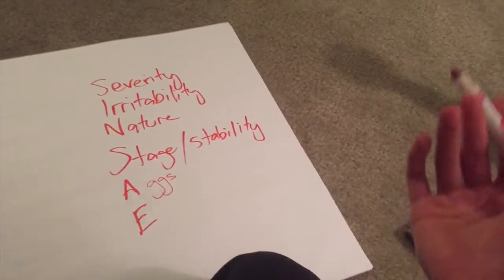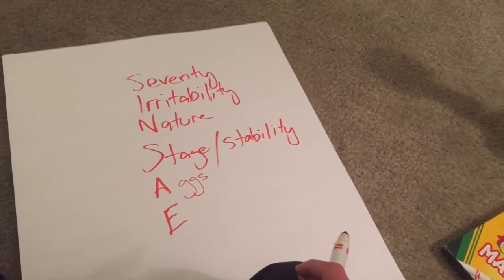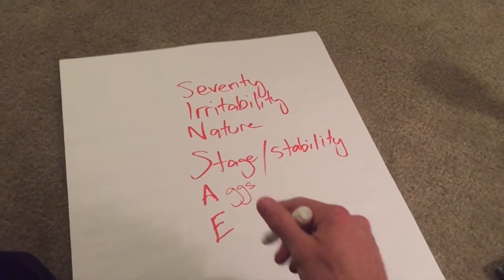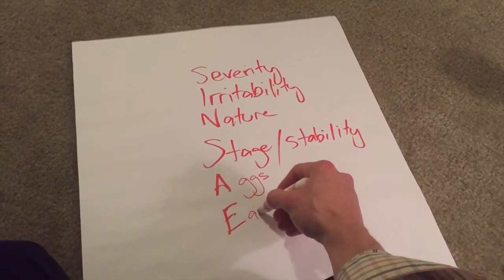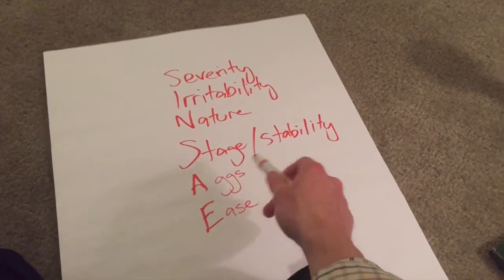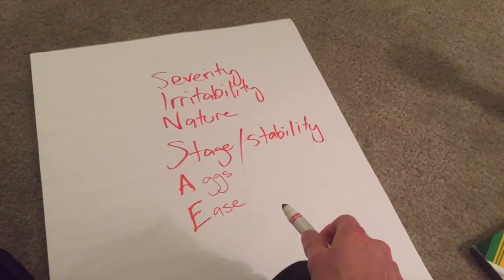So what things make it worse? What are the aggravating factors with regards to this patient's condition? And then the E is for ease. So aggs, what things make your pain worse? Ease, what things make your pain better?